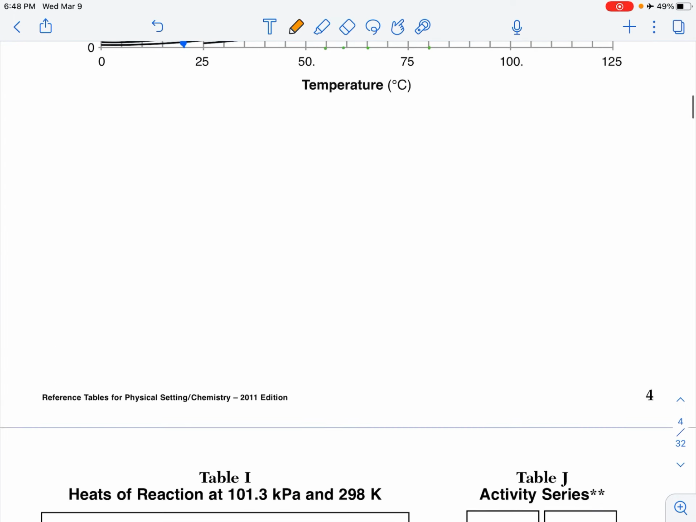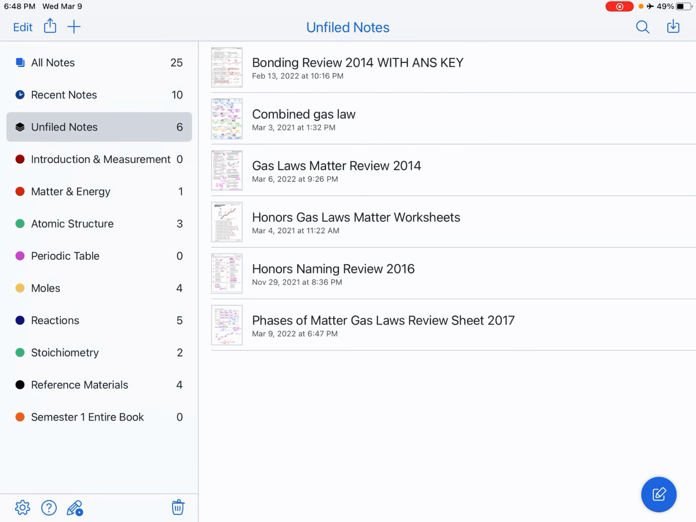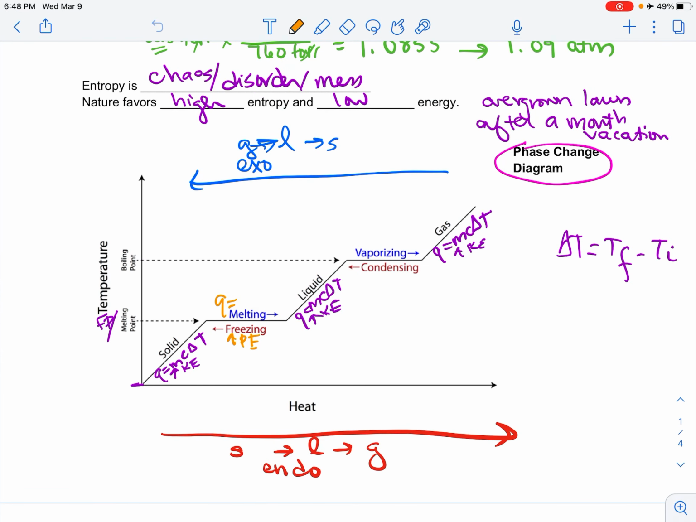So going back to this, if you are freezing and melting, this is Q equals MHF. And again, this is an increase of potential energy. This is Q equals MHV. And melting is solid to liquid, vaporizing, or boiling this way.